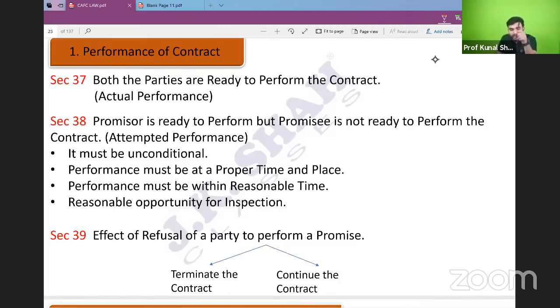Promisee, Mr. Karthik, is also ready to perform. And when both the parties are ready to perform, it is called actual performance. Sir, if both the parties have already performed, it is executed. Now the contract has come to an end, an executed contract. So when both the parties are ready to perform, it is an actual performance. Promisor ready to perform, promisee ready to perform. Both the parties are ready to perform: actual performance.